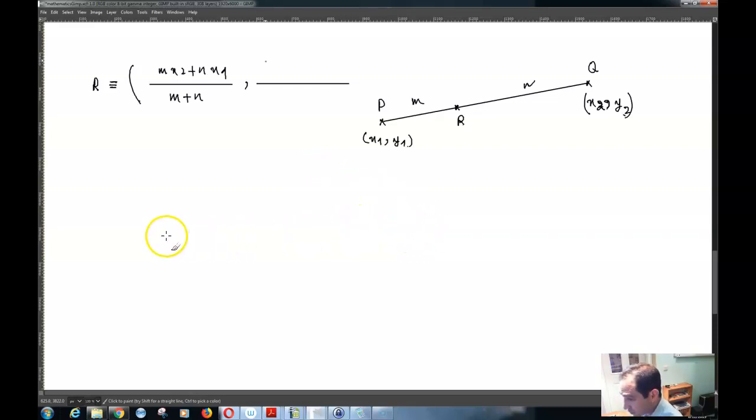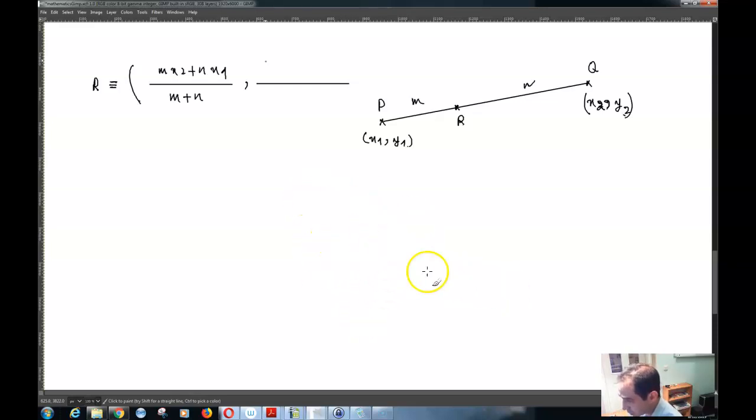For example, if C divides BA externally in the ratio 3 to 1, what that means is that if you have your A and B over here, let's say this is A and this is B, then the point C is going to be somewhere over here, for example. And then BC to AC would be equal to 3 to 1. So that's what this means.